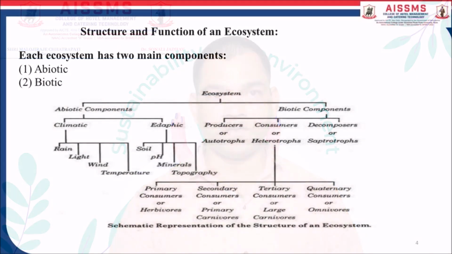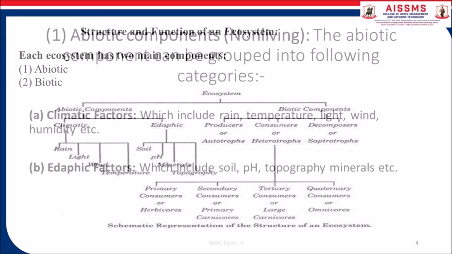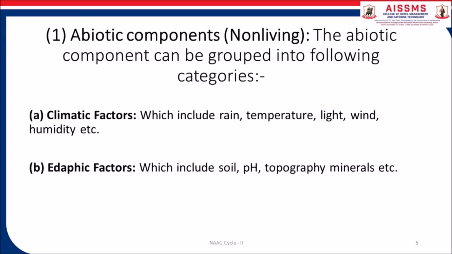Structure and functions of ecosystem. There are two structures of ecosystem. Each ecosystem has two main components, abiotic and biotic. We are going to discuss abiotic components, that are non-living. The abiotic components can be grouped into the following categories. A, climatic factors, which include rain, temperature, light, wind, humidity, etc. Edaphic factors, which include soil, pH value, topography, minerals, etc.